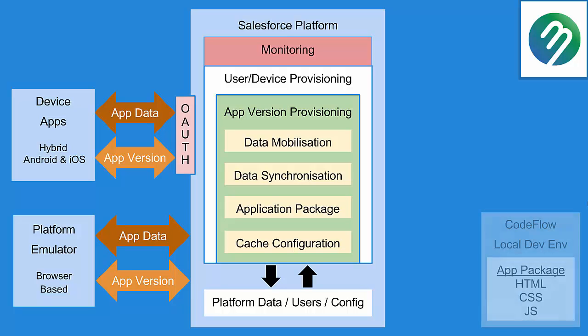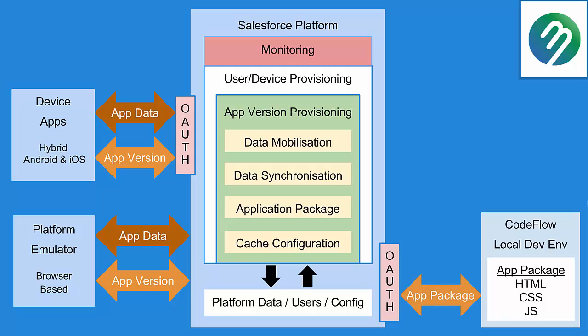Before we start all this process to get to the device application running in the field, we need to actually build the application. So to do that, we have our CodeFlow local development environment, which allows our developer to work in standard web technologies, HTML, CSS, and JavaScript, most likely using a front-end framework, something like Ionic. And they, again, OAuth into the platform. And this allows them, once they're building that package, to push and pull that to create this application package within our versioning.